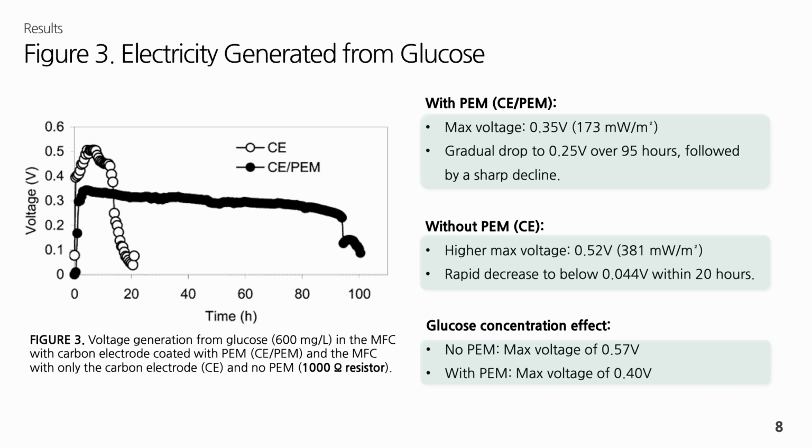4. Enhanced oxygen reduction reaction at the cathode. Glucose generates stable electrons with minimal byproducts, strengthening the oxygen reduction reaction at the cathode. 5. Effect of glucose concentration. As glucose concentration increases, electricity generation also rises. Without the PEM, the system reaches saturation more effectively.